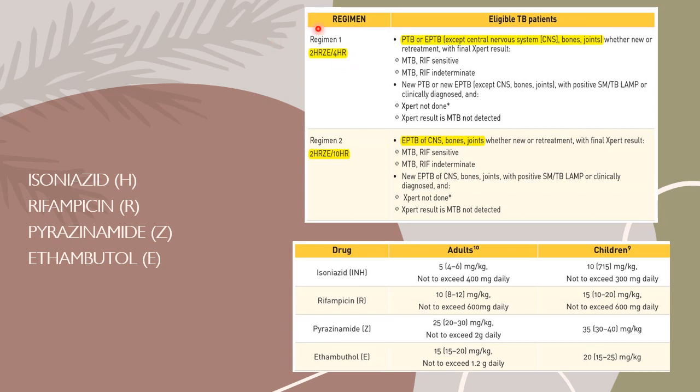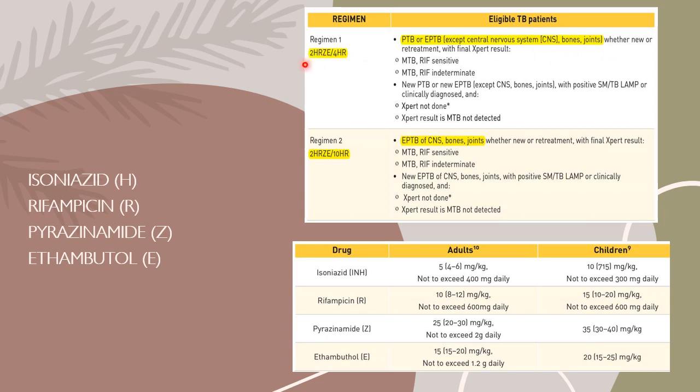So, this is the treatment guideline for our tuberculosis. This is given for patients without any resistance to medication. Meron tayong regimen 1 and regimen 2, okay? So for your regimen 1, it is given for patients with pulmonary tuberculosis or extrapulmonary tuberculosis except for the central nervous system, bones, and joints.